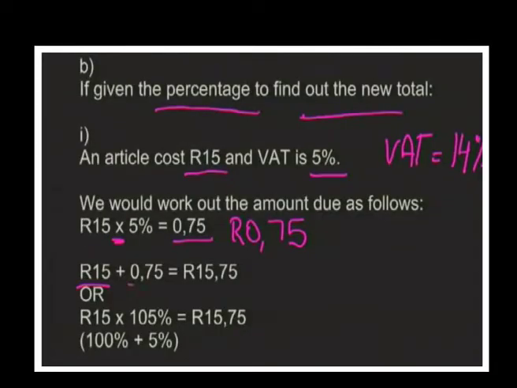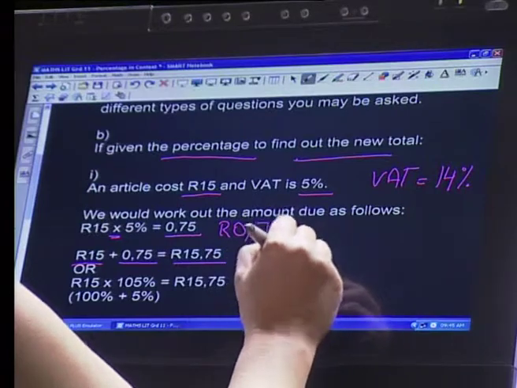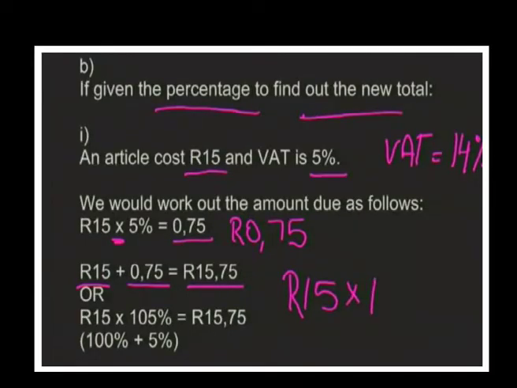We need to add the VAT because we want to know what the total amount that we are paying is. So we say 15 Rand plus the 0.75, and we end up with 15 Rand 75. That is the total that we're paying. There's an easier way of calculating this. And the easier way is every time you have to increase by a percentage, we say our 15 Rand and we times it by 105%.